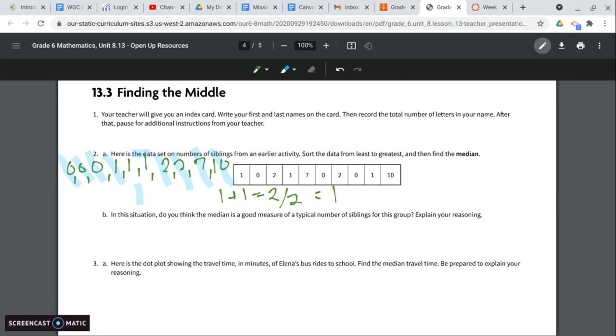In this situation, do you think a median is a good measure of a typical number of siblings for this group? Yes. It's much closer to how many siblings that the majority of the students have, rather than the 2.4, which was higher than most of the students that they had. So keeping that in mind.